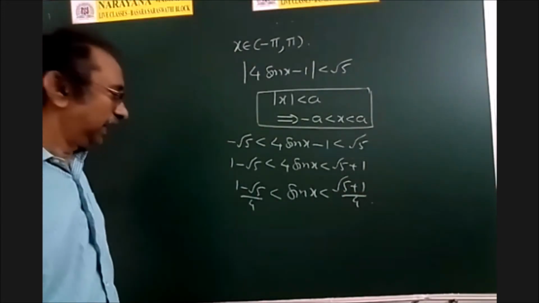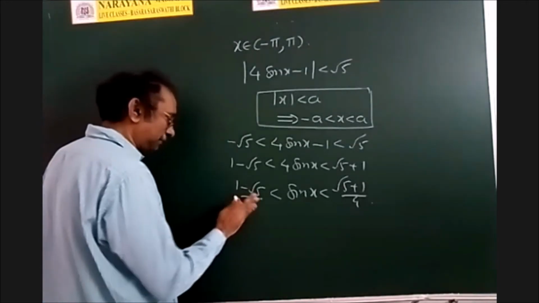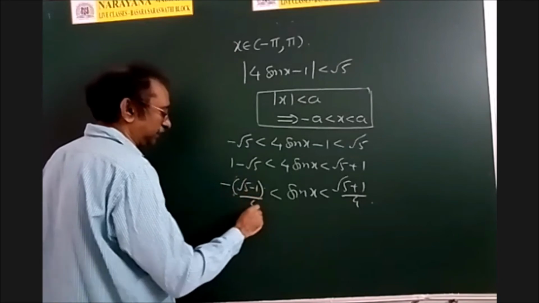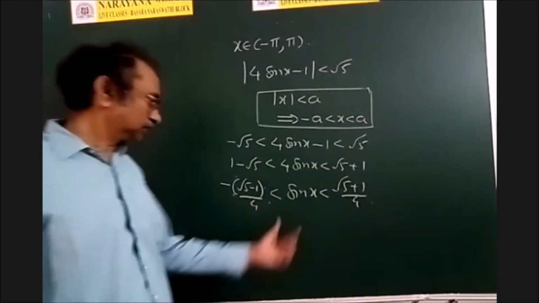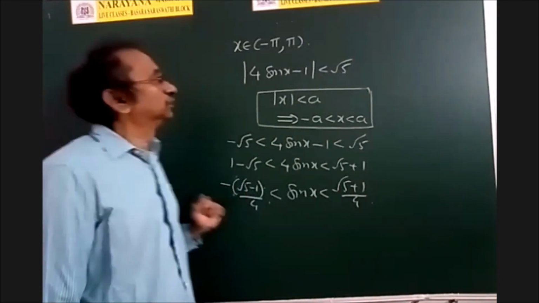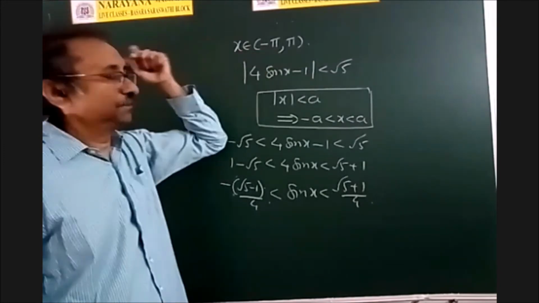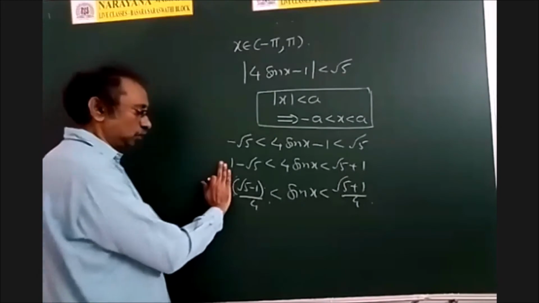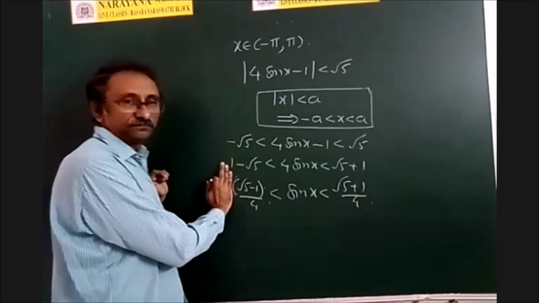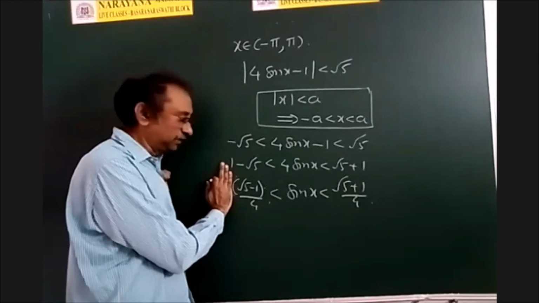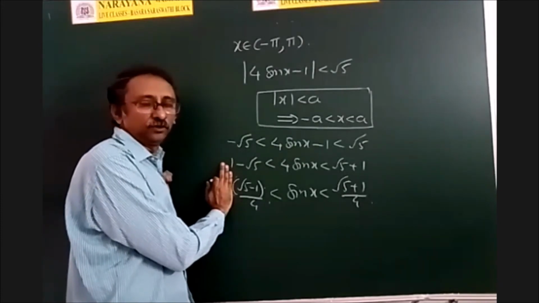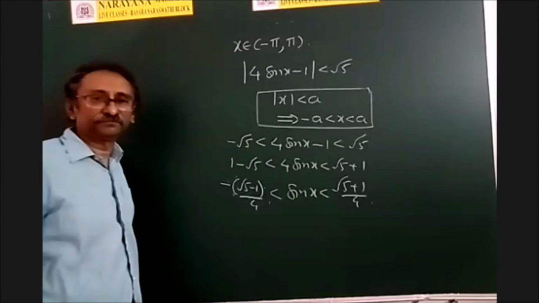Okay. And now write this as minus of root 5 minus 1 by 4. So sin x should lie in between these two values. In which quadrants? Minus pi to pi we have to observe. So actually, can you give me that formula for what value of x sin x is equal to root 5 minus 1 by 4? Anybody?